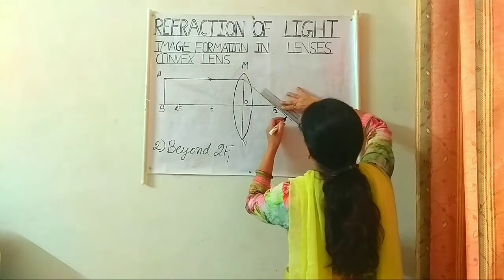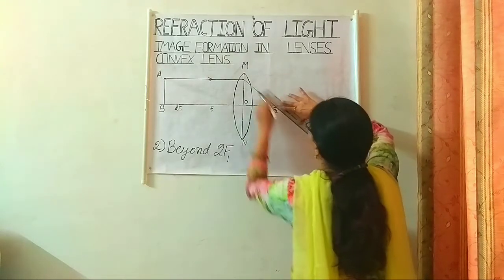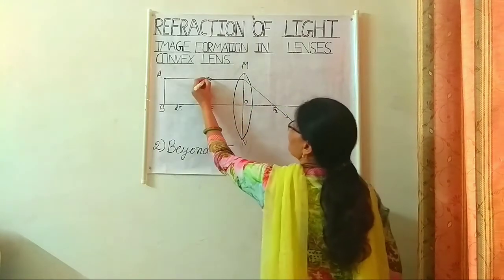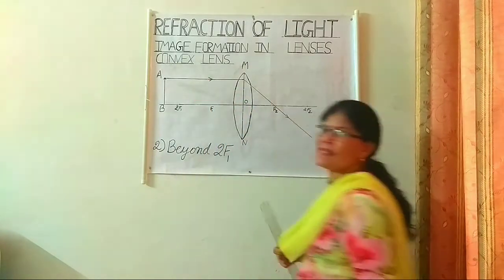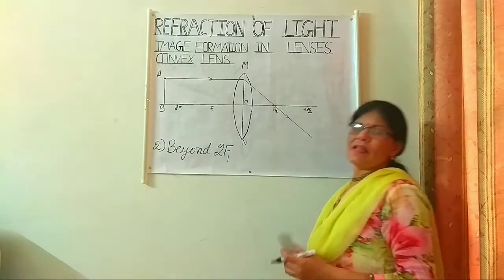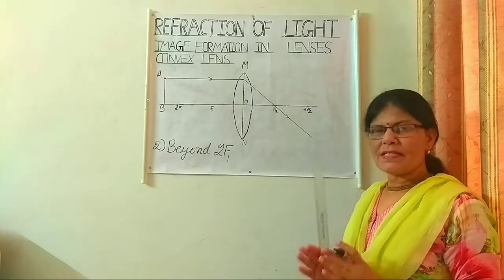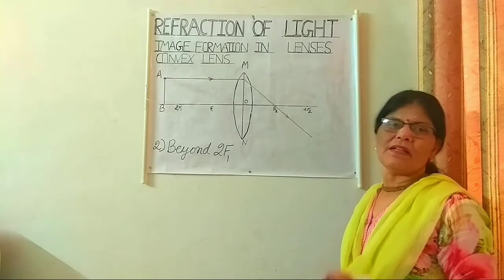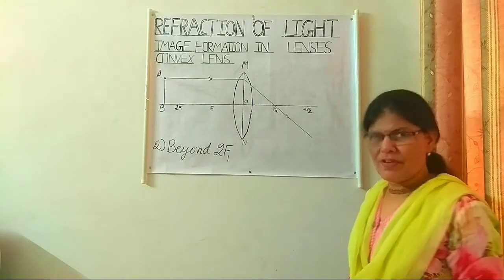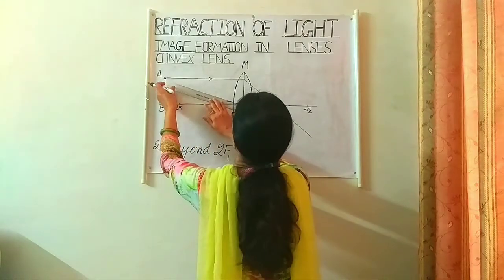This is our refracted ray when an incident ray comes parallel to the principal axis. Let us put an arrow like this. Here the arrow should be in this direction for the incident ray. Now the next case is when an incident ray passes through the optical center. When the incident ray passes through the optical center, it will go as it is. It will not show any refraction. It will pass as it is. So let us draw this.